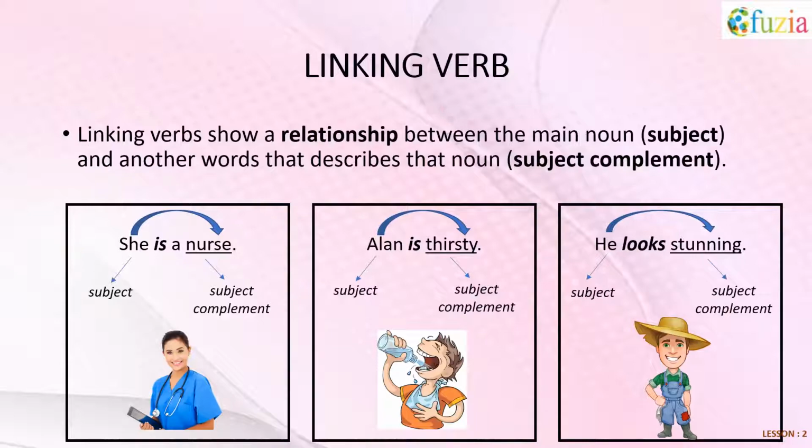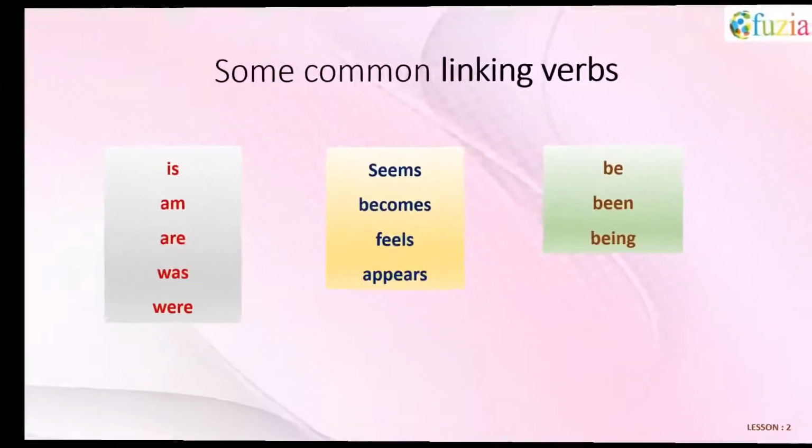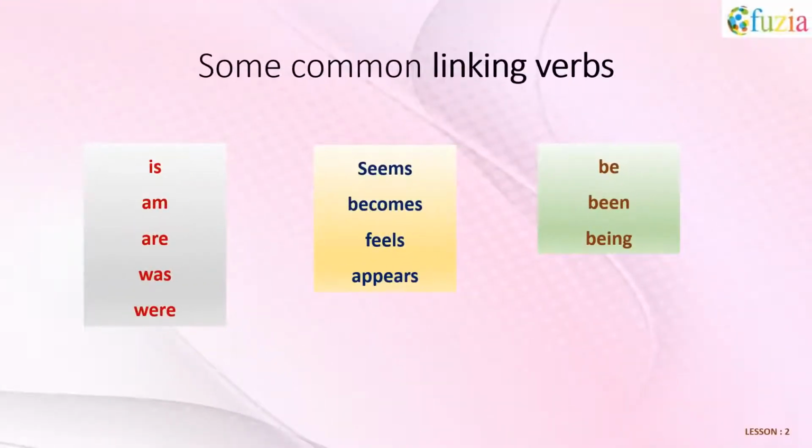Moving on. So some common linking verbs are like is, am, are, was, were, or seems, becomes, feels, appears, or be, been, and being.